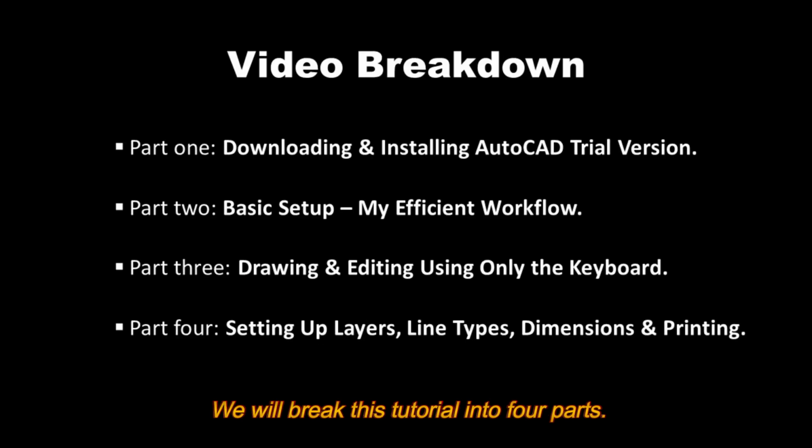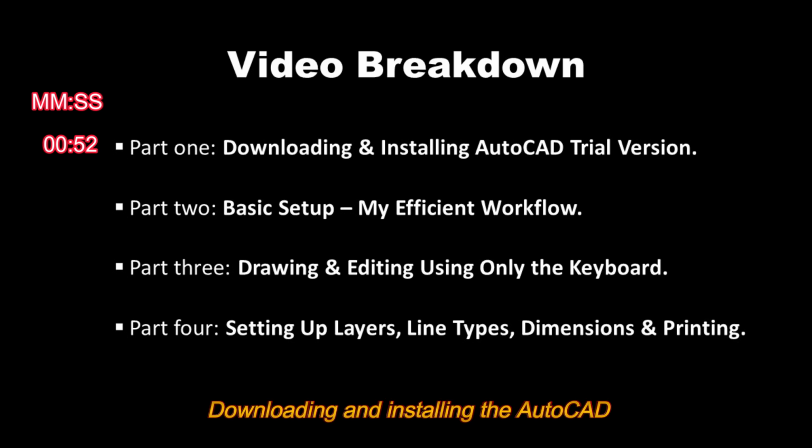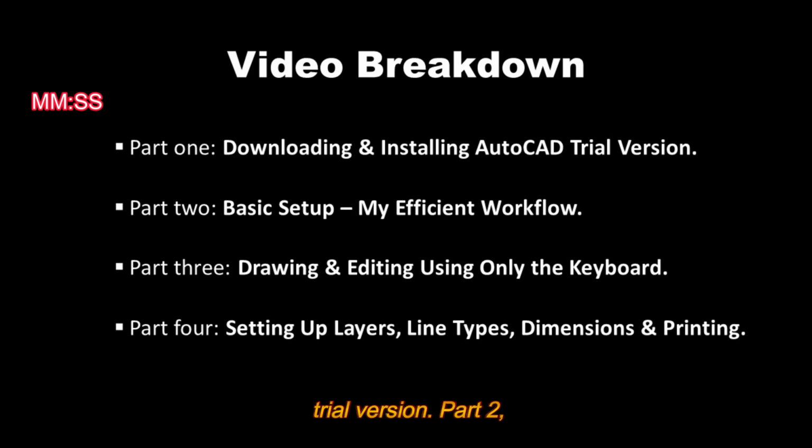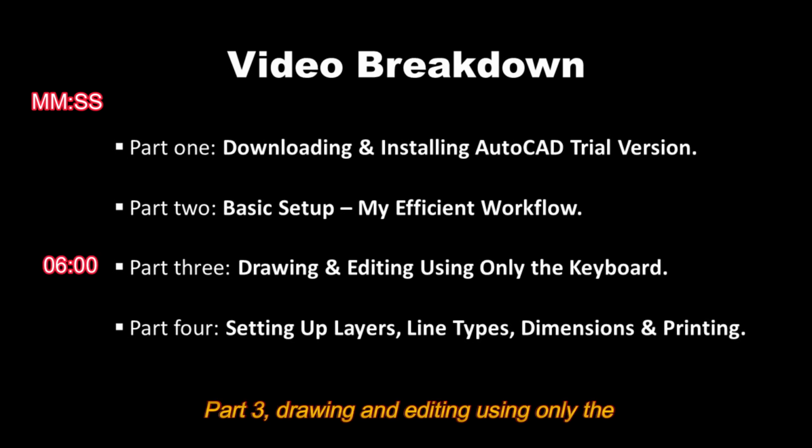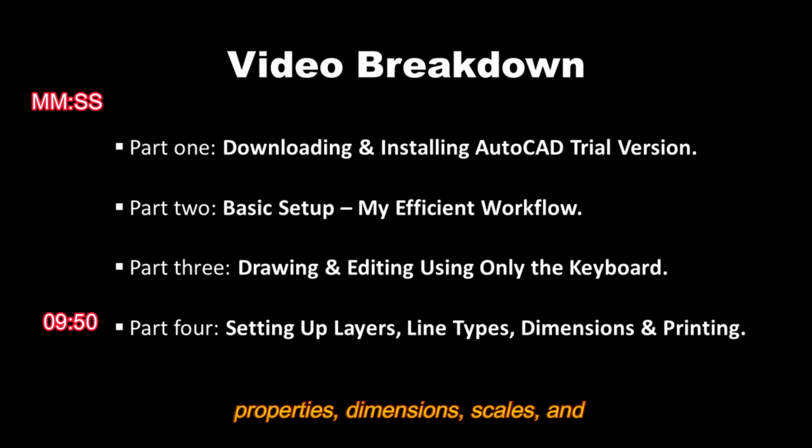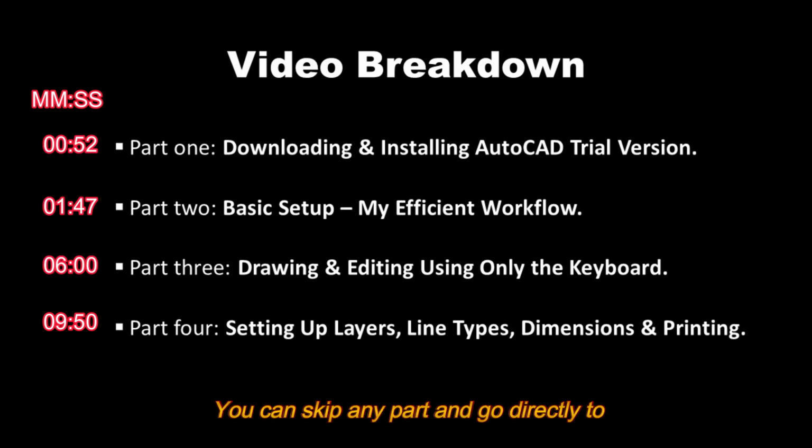We will break this tutorial into 4 parts. Part 1. Downloading and installing the AutoCAD trial version. Part 2, basic setup, my efficient workflow. Part 3, drawing and editing using only the keyboard. Part 4, setting up layers, properties, dimensions, scales, and printing. You can skip any part and go directly to what interests you based on the timeline.